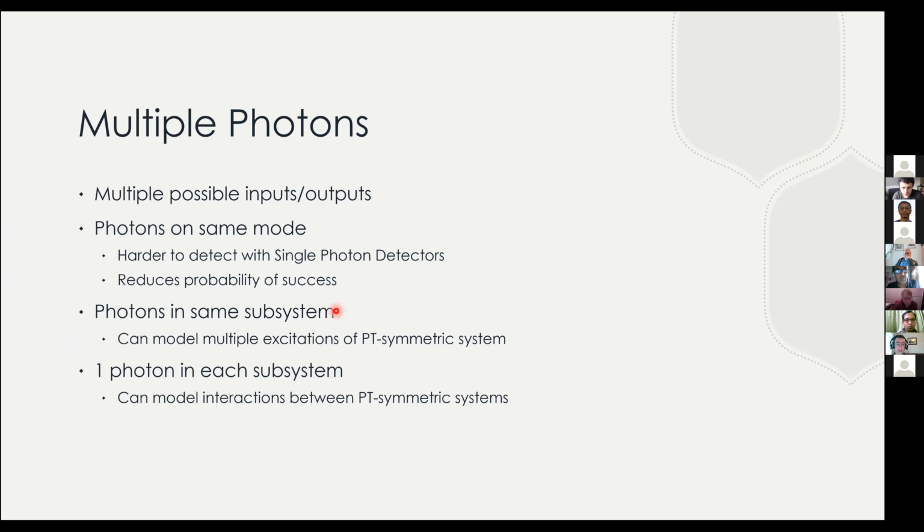So a slightly easier way to do it is actually to have 2 photons in, say, the same subsystem, but not in the same mode. And this is essentially modeling multiple excitations of the PT-symmetric system. And kind of a further extension of that is to consider 1 photon in the forward. And then this models interactions between the 2 systems.